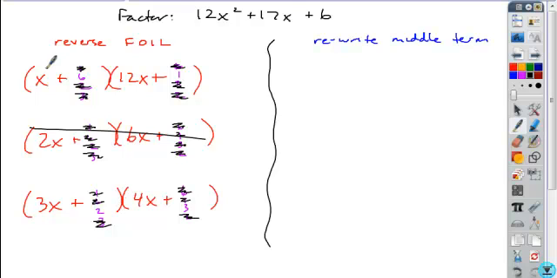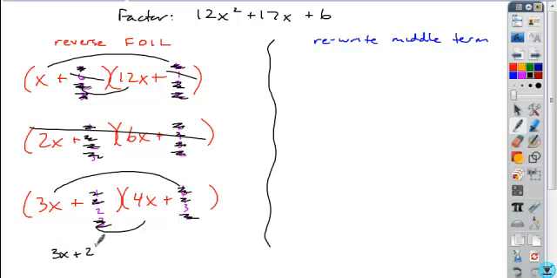So if I come up here and I try my outer and inner products, combine them, do I get 17x? Here I have 1x plus 72x, which does not equal that, so I can eliminate that choice. Come down here and try the same thing. 9x plus 8x, does that give me plus 17x? Yes. So my factors are 3x plus 2 and 4x plus 3. So if you wanted to use reverse FOIL, that's the process that should come into play.